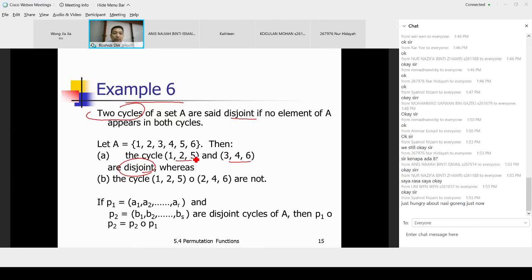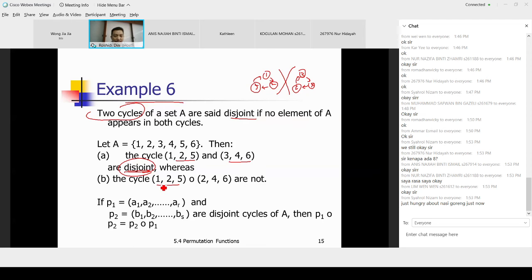Means here 1, 2, 5 and 3, 4, 6. It means these values do not involve those values. It means disjoint. Once we check like this one, for example, 1, 2, 5: 1 maps to 2, 2 maps to 5, 5 maps to 1. So we have another cycle, 3 maps to 4, 4 maps to 6. So it means this cycle and this cycle are disjoint. So that's why here we call it disjoint.